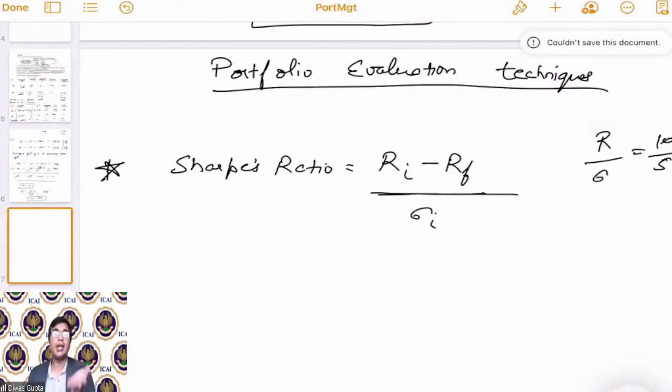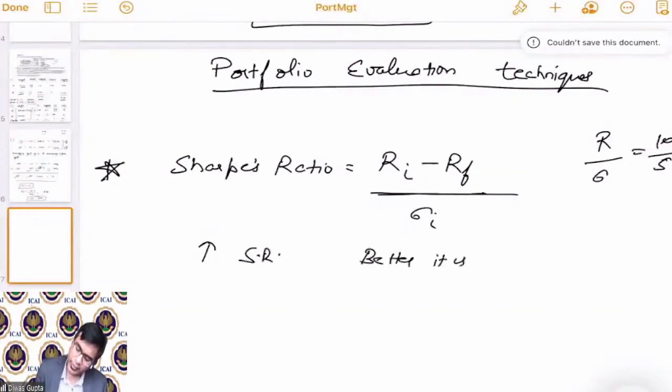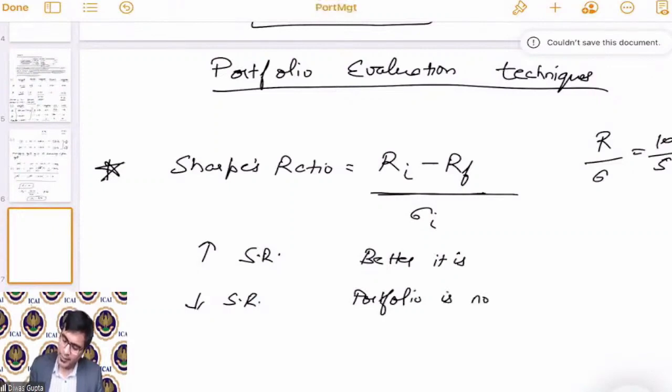If the Sharpe ratio is higher, that means the portfolio is better, because for a lower risk, you are getting a higher return. Correct? So the higher the Sharpe ratio, the better it is. Lower Sharpe ratio means that the portfolio is not good, not optimum or better, I can say, as of now. Okay, this is what the Sharpe ratio is.